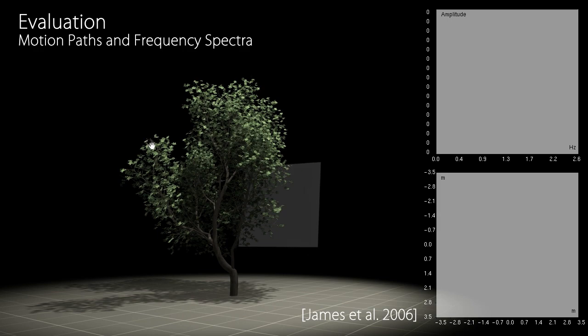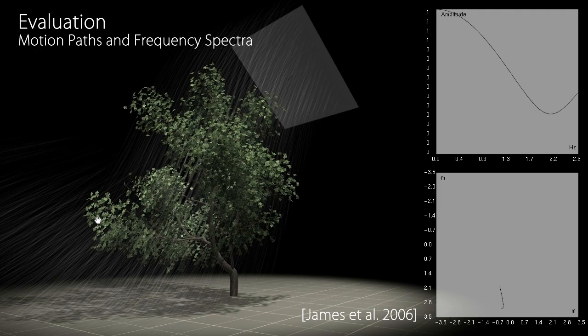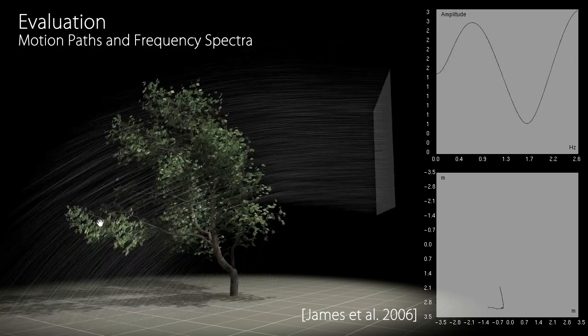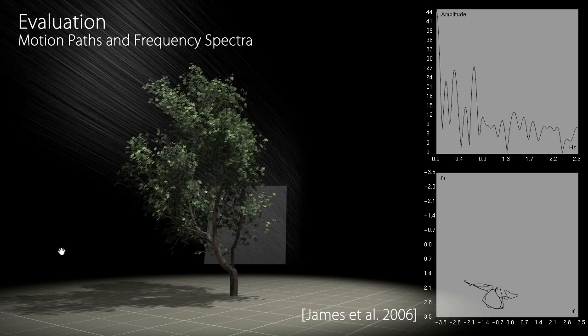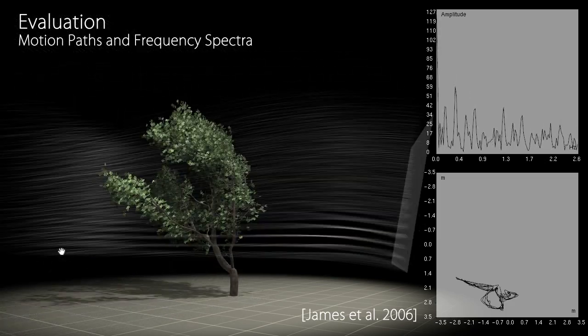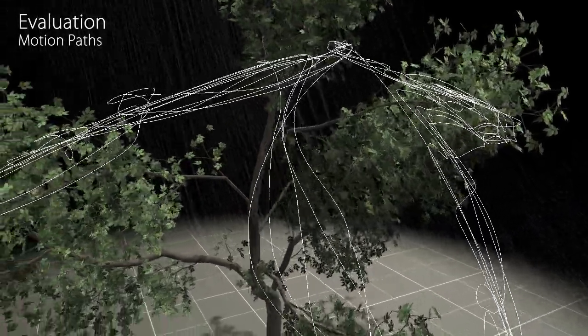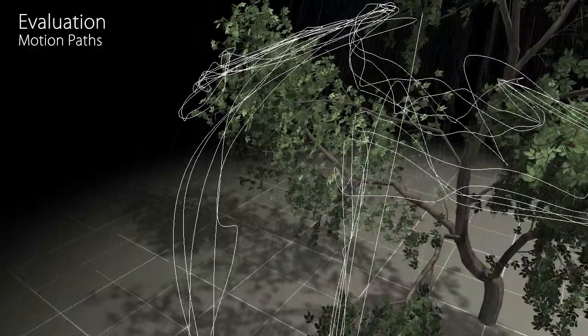We evaluated our method by comparing the sway motions and frequency spectra to real-world data, similar to the approach discussed in James et al. As can be seen, our method is in tune with the natural sway characteristics of trees. In this sequence, we see the motion path of a single particle tracked for a period of 2 minutes.